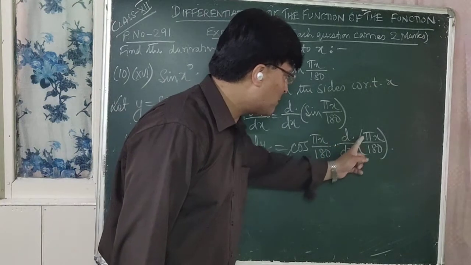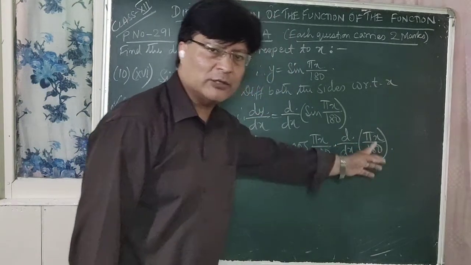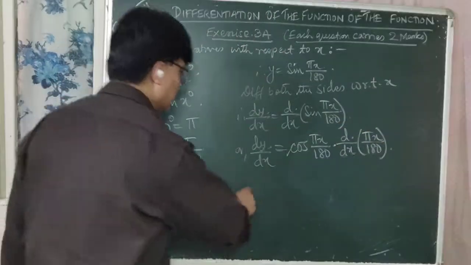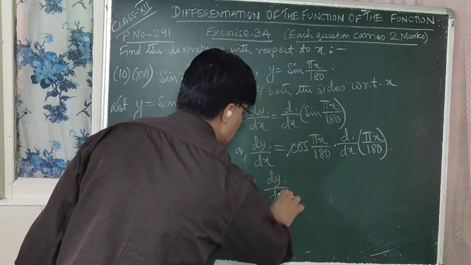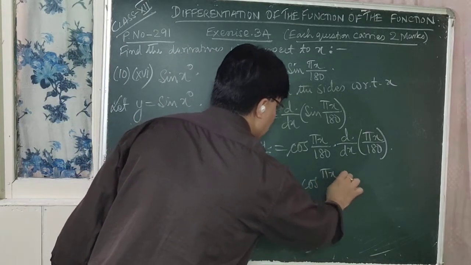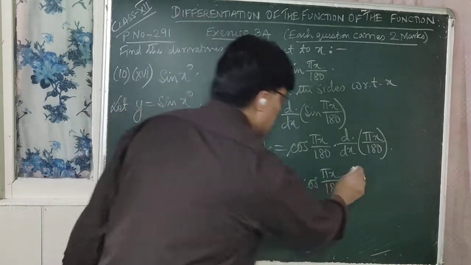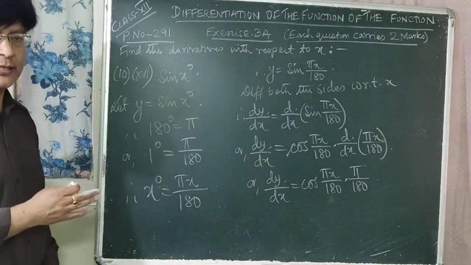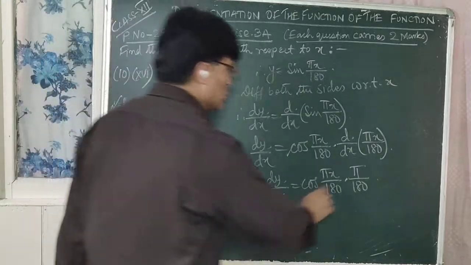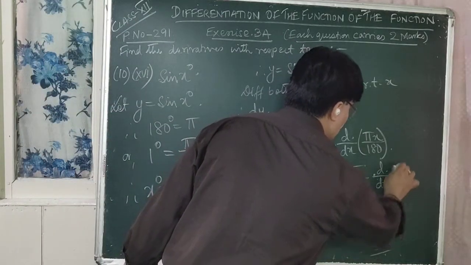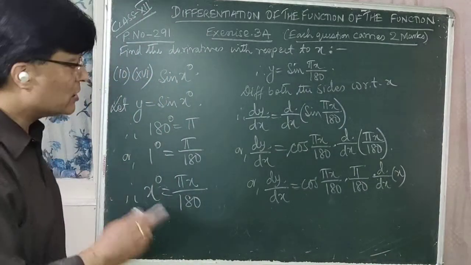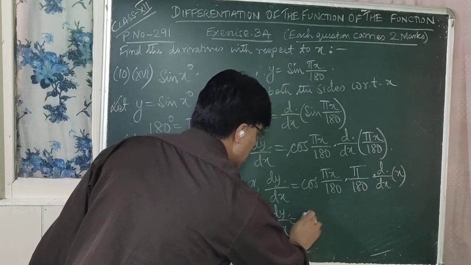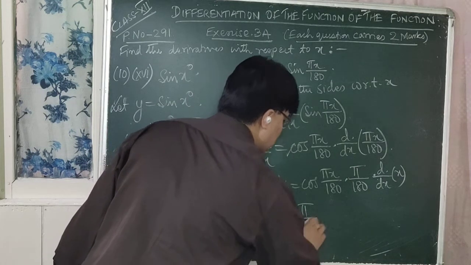So what is d by dx of pi x by 180? Pi by 180 is constant. You can take it outside. And what is d by dx of x only? That is 1, right? So dy by dx is equal to cos pi x by 180 into, now here the constant is taken outside d by dx. Pi by 180 constant is taken outside d by dx, isn't it? So now it is d by dx of x, right? So what is d by dx of x? It is always 1.